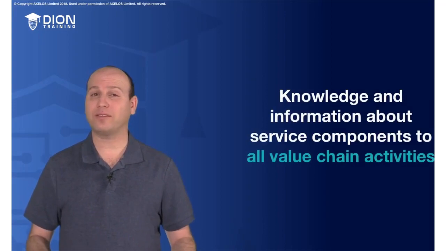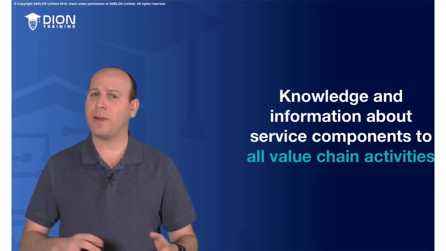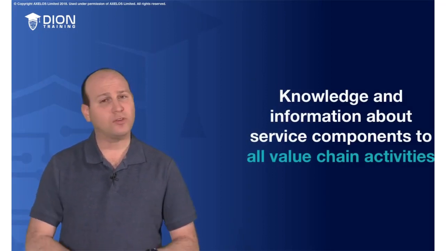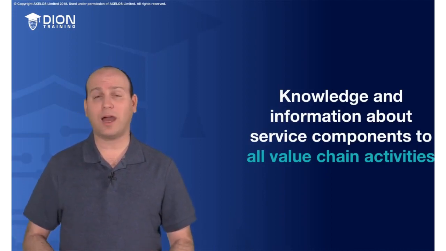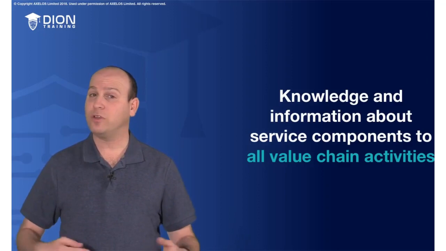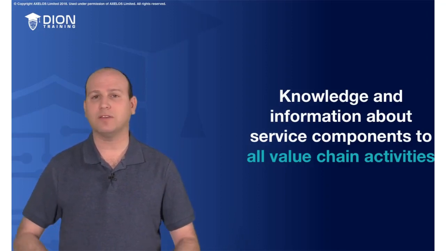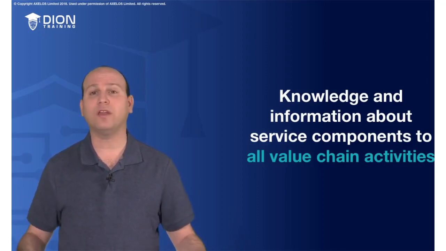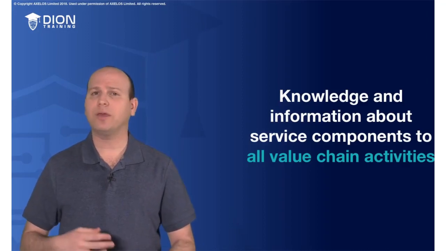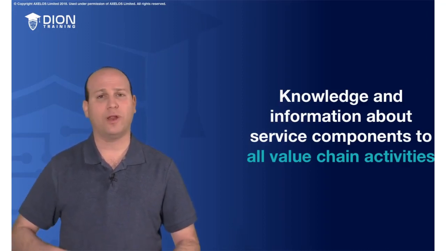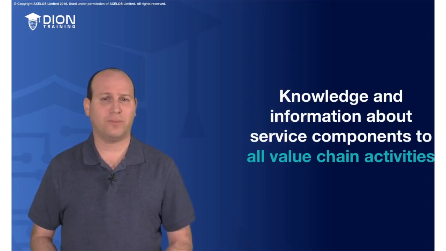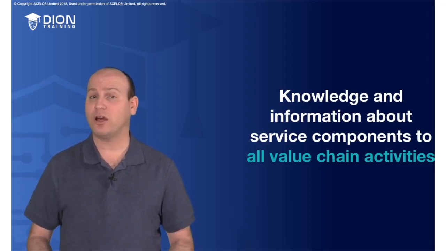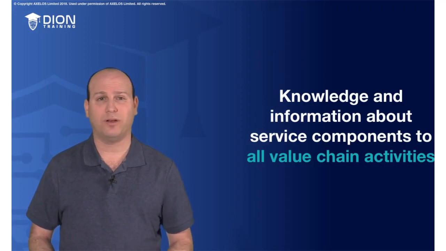Another output from this activity is knowledge and information about our new and changed service components to all of the other value chain activities. Anytime I built something new, I need to tell everybody about it so they know the functionality, the capabilities, how long that thing will last, when it needs to be replaced or repaired, and we can plan for it, we can design for it, we can support it. All of the other activities are going to rely on this knowledge and information, and that's why having a good knowledge management process is really important.